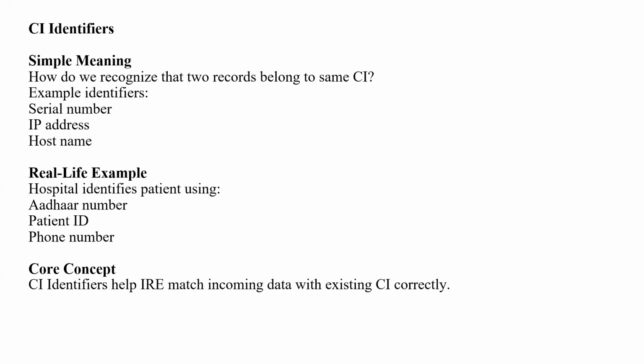So what are CI identifiers? CI identifiers uniquely identify a CI and prevent duplicate records. For example, a server can be identified using serial number, IP address, or host name. A real-life example: a hospital identifies a patient using Aadhaar number, patient ID, or phone number. The core concept is that identifiers help IRE match incoming data with the correct existing CI.